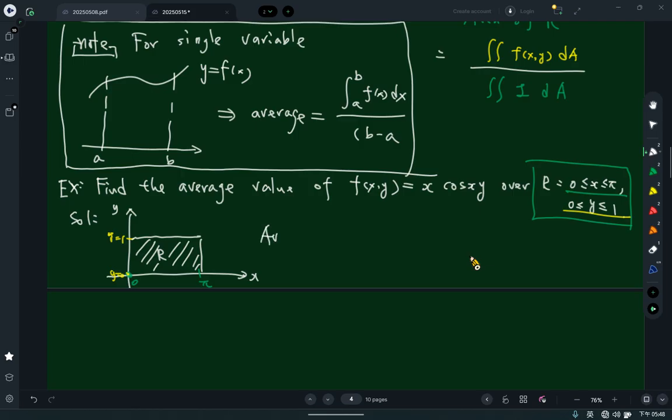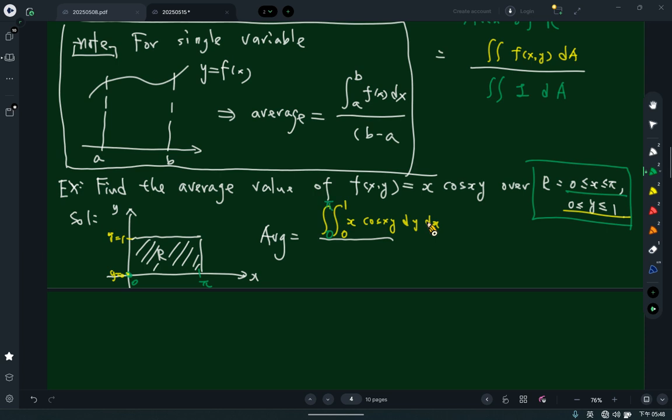Average is equal to the double integral of x times cosine x y dy dx. Since it's a rectangle, you can just simply put the region, the x ends and y ends here. So for this, y ends first. So y will go from 0 to 1, then x will go from 0 to pi.